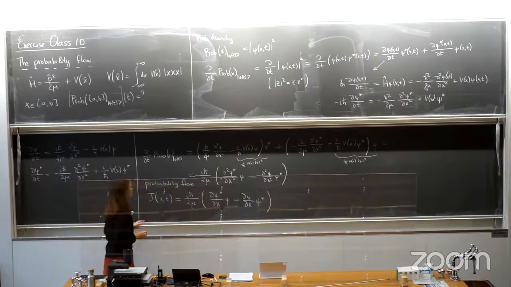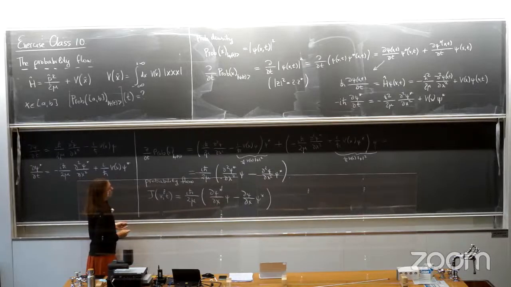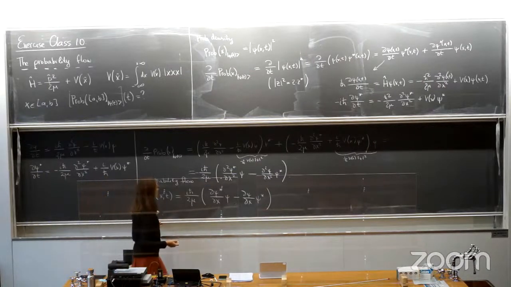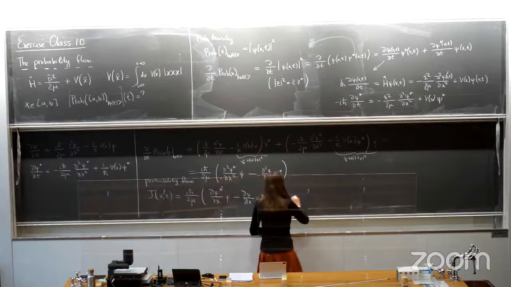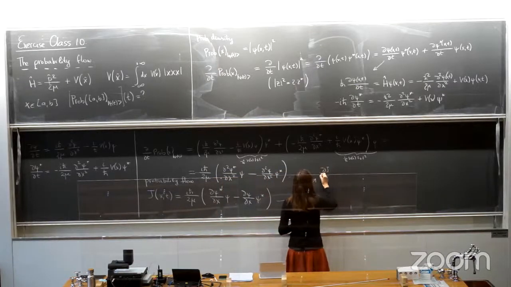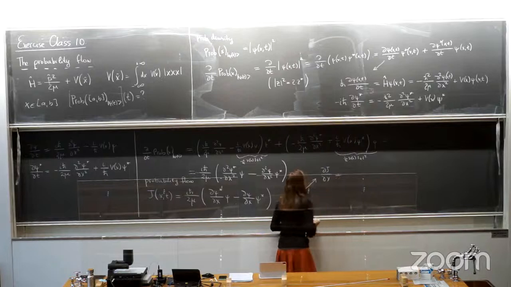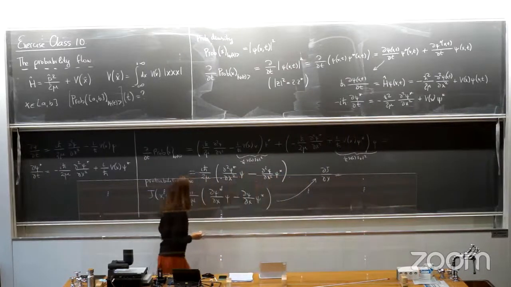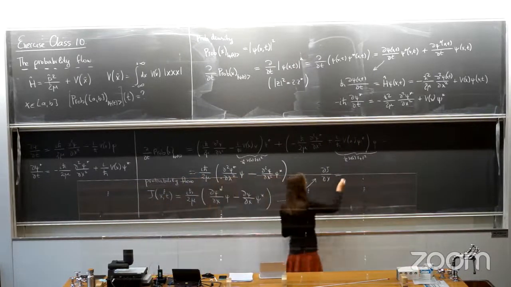So the next thing that we'll show is, let us take the derivative of this J with respect to x. So basically, the rate of change of this quantity as we move along the x-axis. So let us just consider dJ over dx. This stays iħ over 2μ.